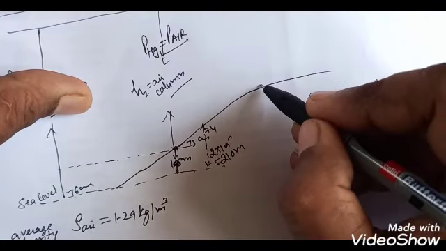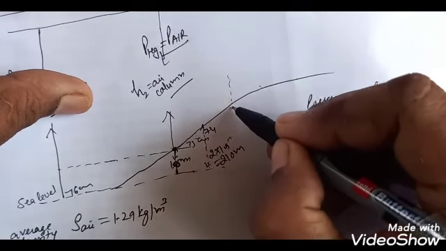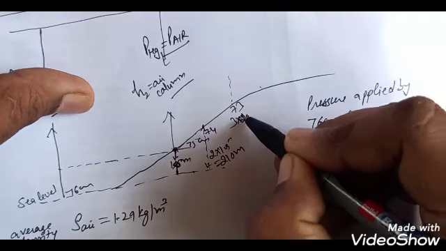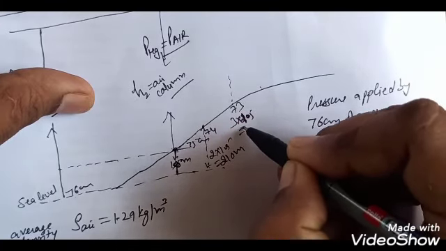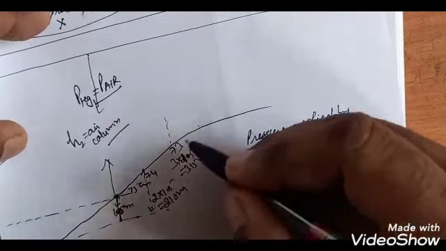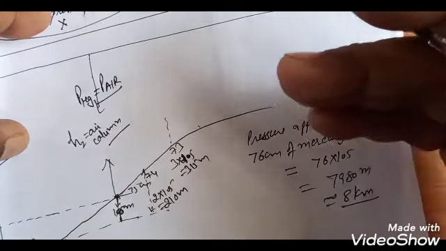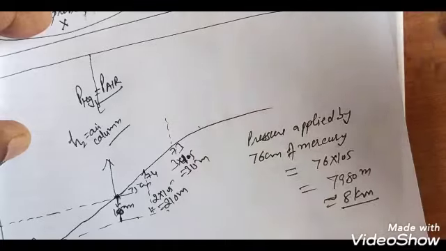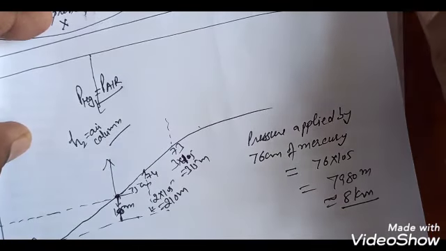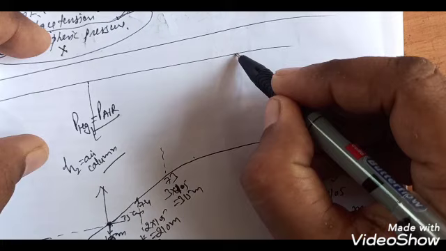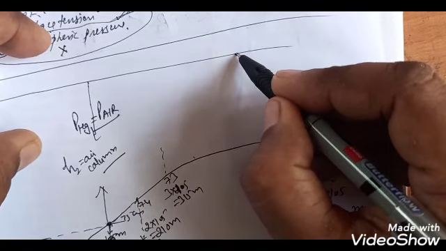If you further move up, maybe pressure is 73 here, then how much height have you moved up? 3 into 105. So that is 315 meter. If you keep on moving like this, after every 1 centimeter fall in mercury pressure, how much height have you moved up? 105 meter.